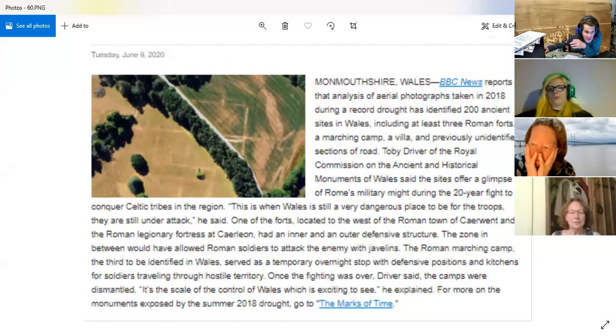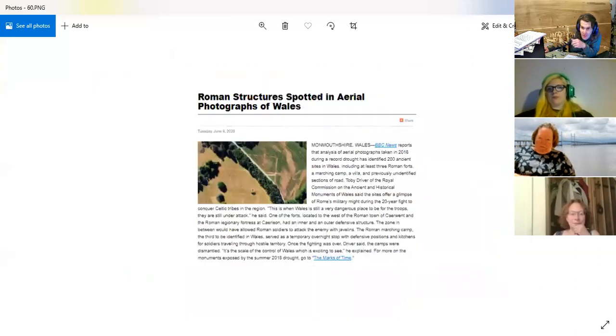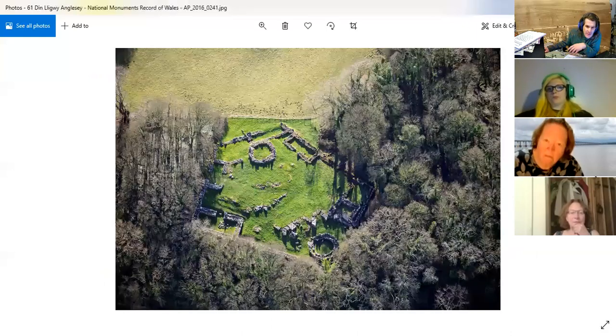The Roman marching camp, the third to be identified in Wales, served as a temporary overnight stop with defensive positions and kitchens for troops travelling through hostile territory. Once the fighting was over, Toby Driver tells us, the camps were dismantled. It's the scale of the control of Wales which is exciting to see. And in 2018, we found more of it. So this is what we're going to do next week.